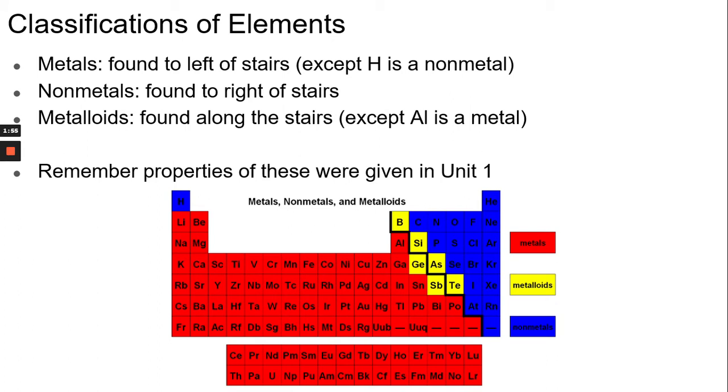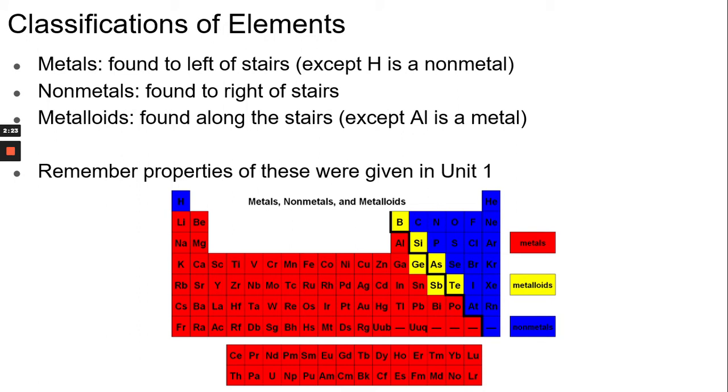So some classifications of elements: you have metals, nonmetals, and metalloids. Metals are found to the left of the stairs, so you have that bold black line going down the steps. Anything to the left is a metal, with the exception of hydrogen. Nonmetals are found to the right and would include hydrogen. And then metalloids are found along those stairs, with the exception of aluminum. Aluminum is just a metal.